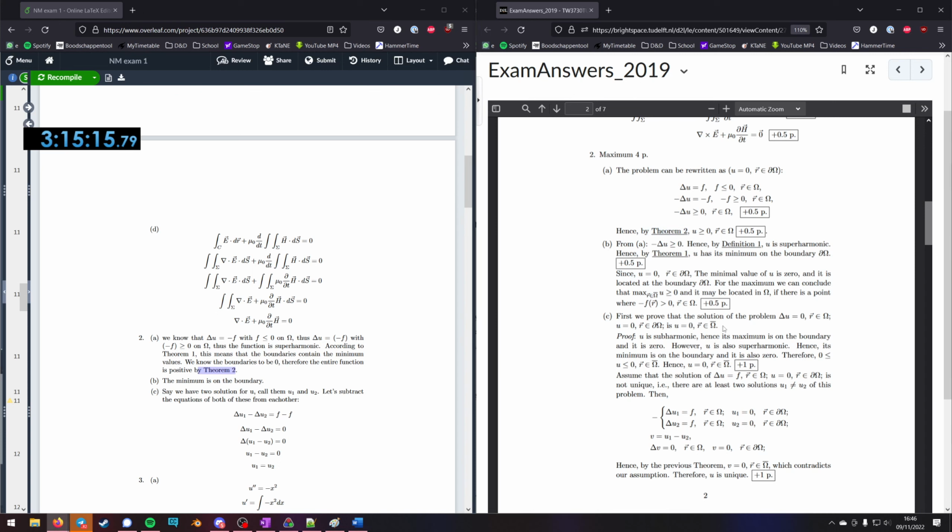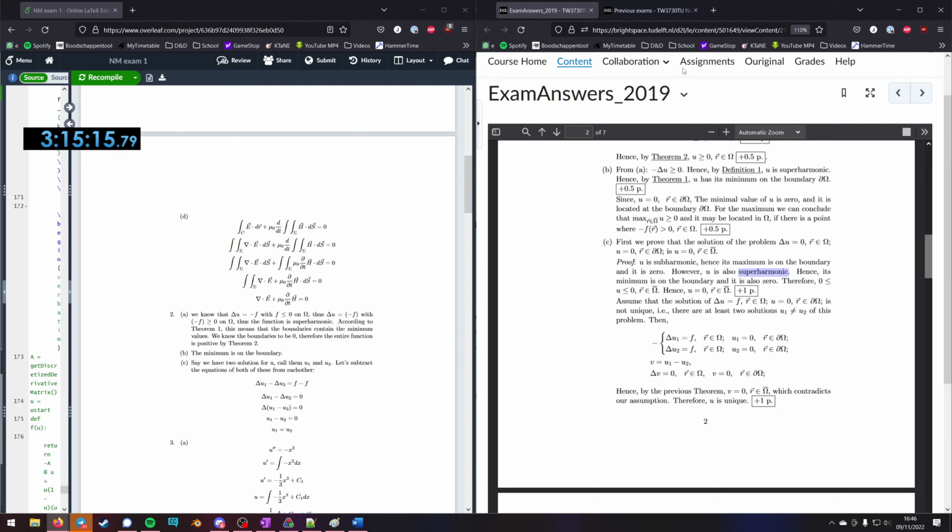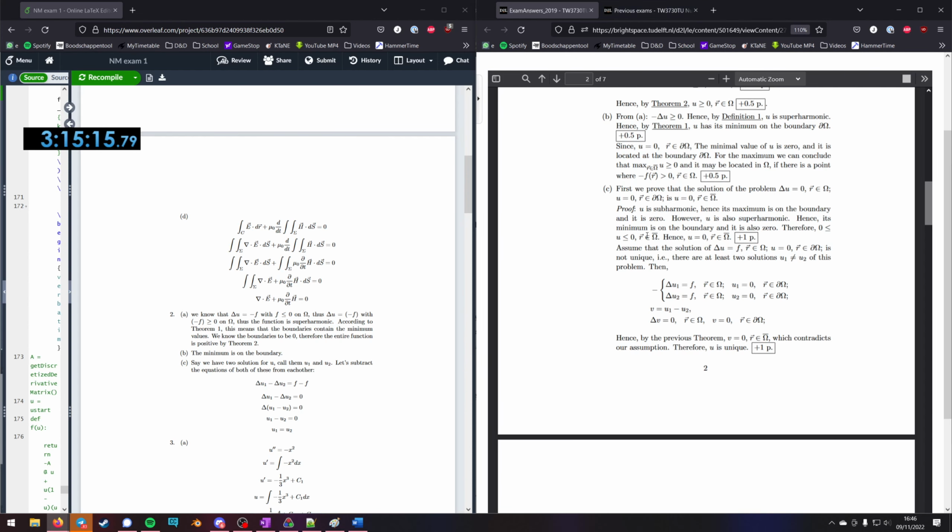Wait. First, prove the solution. Yeah, this we didn't do at all. He proves that the solution is just 0. The maximum is on the boundary and it is 0. It's also superharmonic. Okay. So if the maximum and the minimum are both on the boundary and 0, then the entire function is 0. Which means if the entire function is 0, then the derivative or the divergence is 0 too. So this doesn't just mean that the entire function is 0.